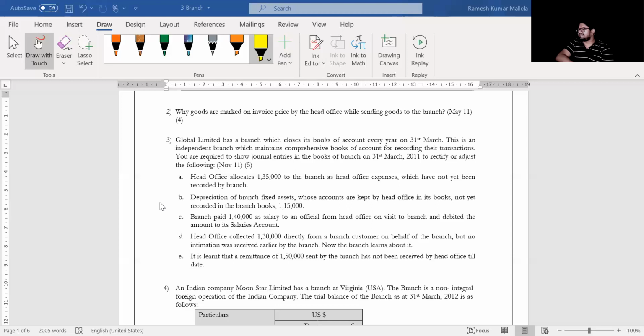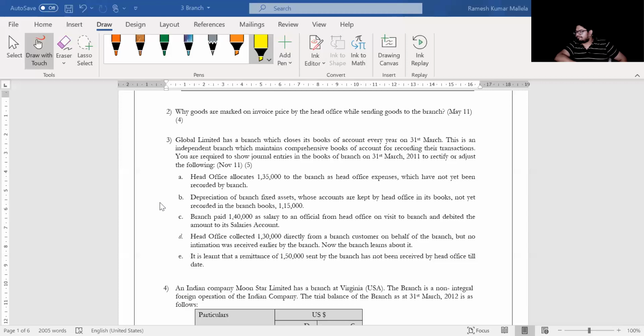Lastly, it is learnt that a remittance of 1,50,000 sent by the branch has not yet been received by head office till date. Now, please be cautious. Here, who is the sending party? Sending party is branch. Receiving party is who? The head office. Right now, in whose books are we writing the adjustments? We are writing adjustments in branch books only.